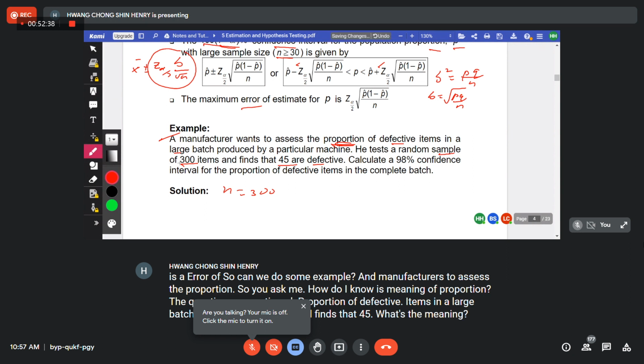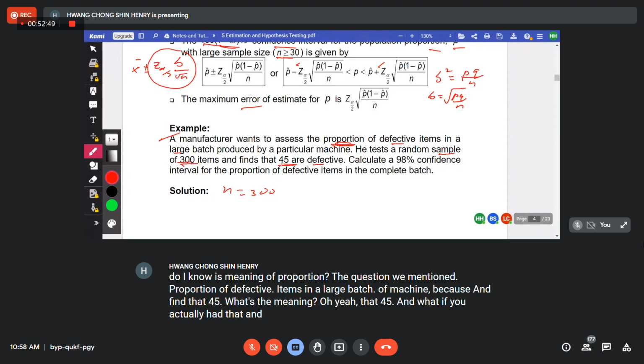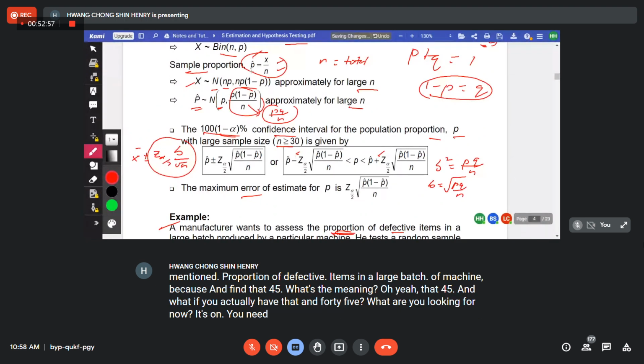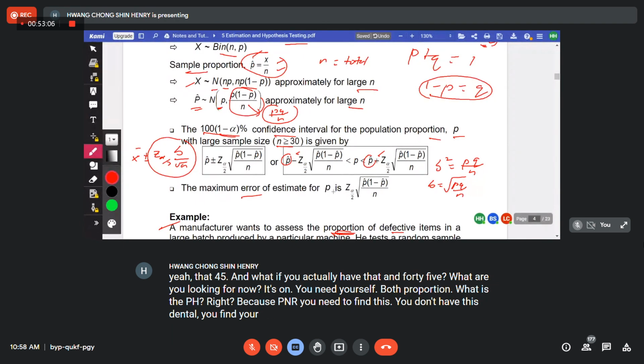What's the meaning of 300? 45 are defective. They give you 300 and 45 are defective. What are you looking for now? You need your sample proportion, the p hat, right? You need to find this. If you don't have this, then how do you find your CI?